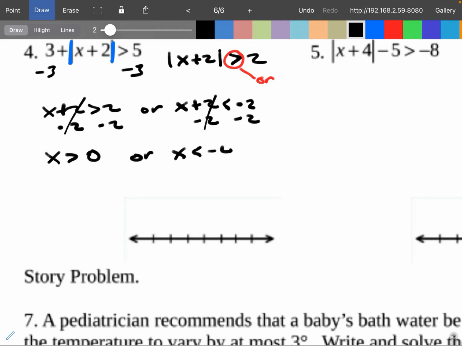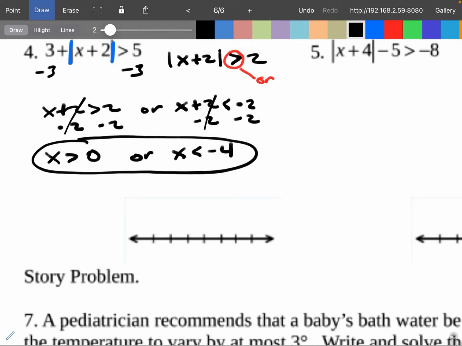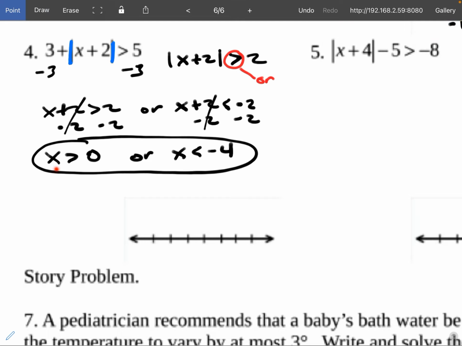So those cancel out on the left. We get x is greater than 2 plus negative 2, that's 0. Or the other one, these cancel out, and on the left you get x, and on the right you get negative 2 minus 2 more. That's negative 4. All right, and then again on these, that really is our solution right there, when it's an or. So our solution is going to be this.